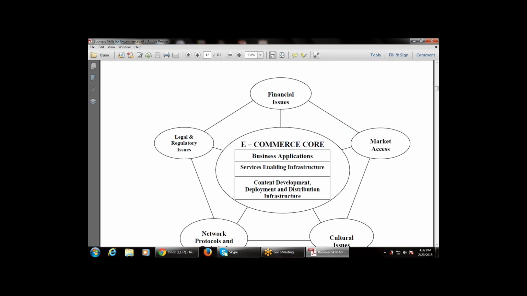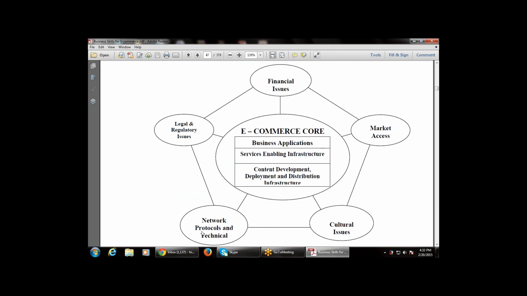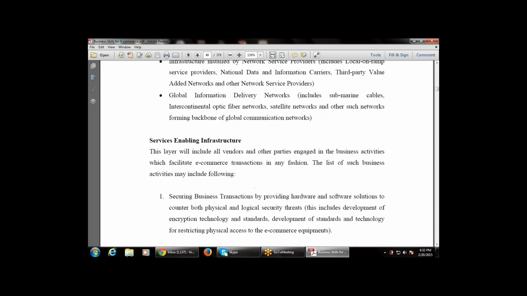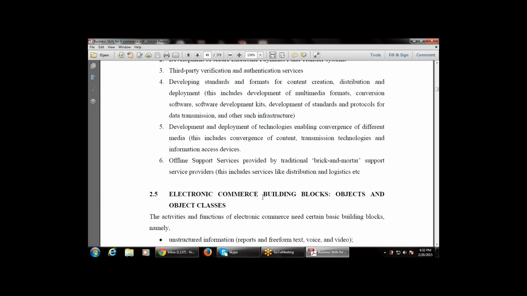Now let's see what the e-commerce framework objects are, that is, what the contents are, what objects are available in e-commerce. The next part is the e-commerce building blocks, used for creating the framework for e-commerce. So what are the building blocks? One is the objects and the other is the object classes. These are the two building blocks of e-commerce.